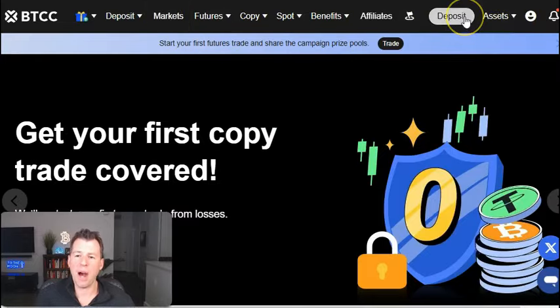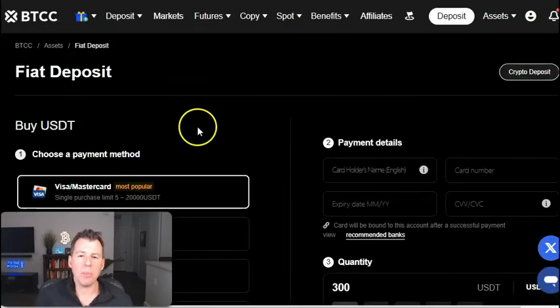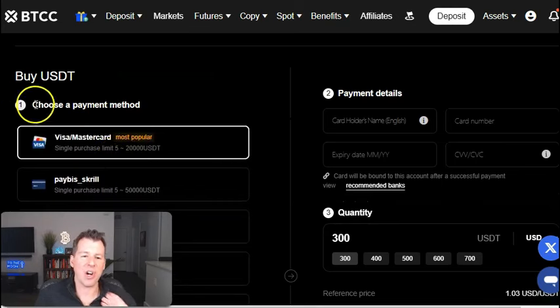First, I'm going to walk you through deposit. So I'm going to click there, then fiat deposit I'll show you first. A couple different ways to fiat deposit. Visa, MasterCard at the left here is generally the fastest. It's usually instant. Keep in mind, for any fiat deposit, you do generally have to do KYC. The policies change from time to time, but generally you do have to do it.